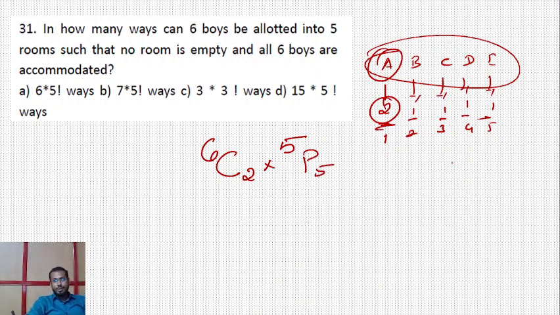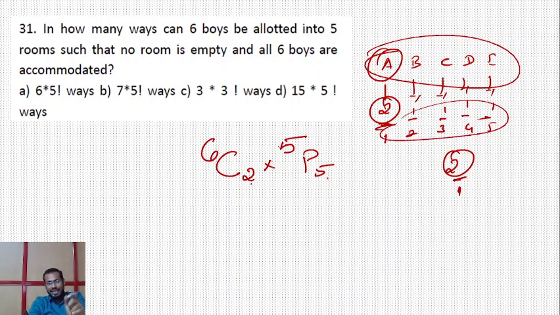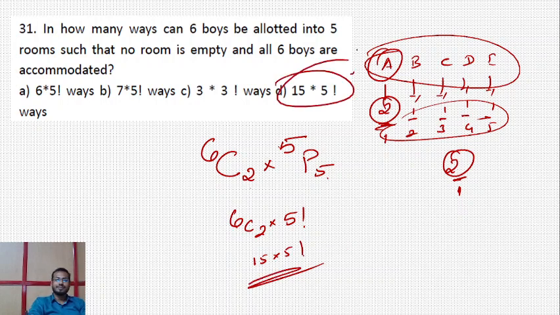Listen carefully. 2 persons should be in 1 room, so make the 2 as a 1. So totally there are 5 persons, 5 rooms: 5P5. But out of 6, I need to select any 2 persons. I don't know which 2, because here all the 6 are boys. Sometimes in alphabets we say that vowels should be together, consonants should be together. So any 2 out of 6, select and make them into 1. So 6C2 into 5P5, which is 5 factorial. 6C2 is 15, into 5 factorial is the answer. Clear?